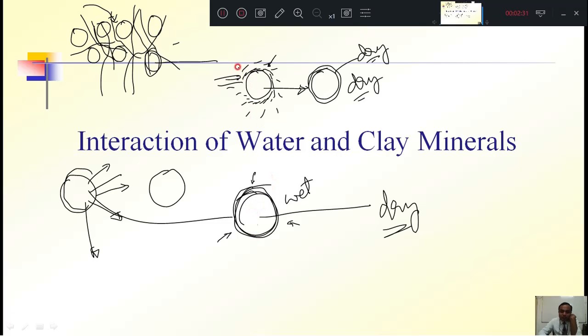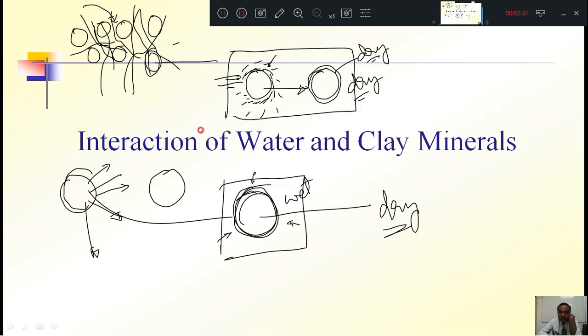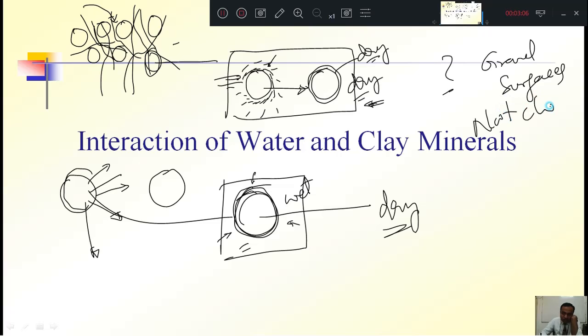Then why is there that much love between water and clay? Why is there no love between the water and the gravel? Ultimate question. When water comes in contact with clay, there will be a lot of attraction that will not leave it. But when it comes in contact with gravel, it will leave with a small effort. Why? Because gravel surfaces are not charged. Charged means what? Positive and negative ions. Those surfaces will not have any charged ions.